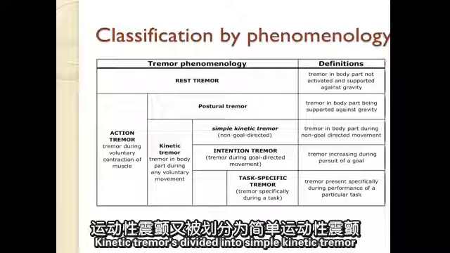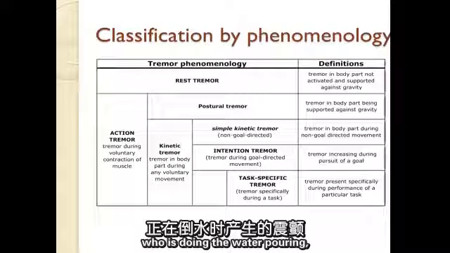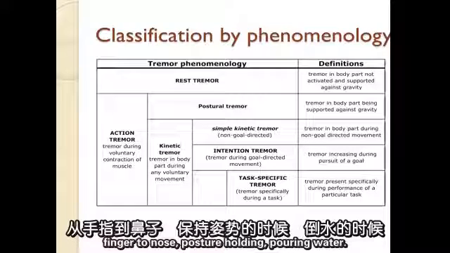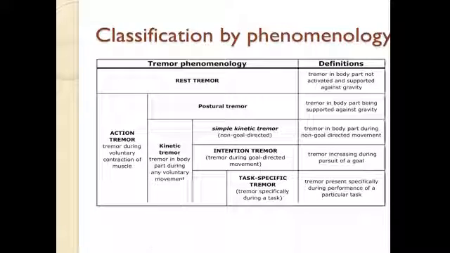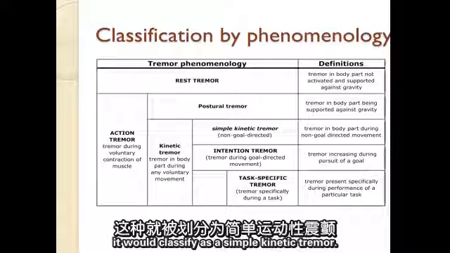Kinetic tremor is divided into simple kinetic tremor, which is just tremor like you saw in the lady who was doing the water pouring. She had tremor throughout her action, from finger to nose, posture holding, pouring water. So that's non-goal directed. It doesn't matter what the goal is. As long as the limb is in motion, it would classify as a simple kinetic tremor.